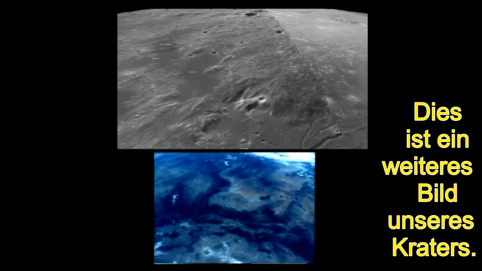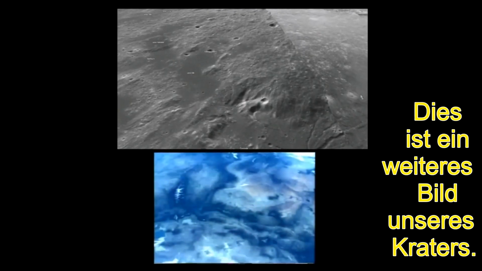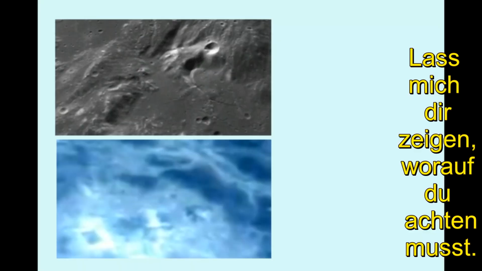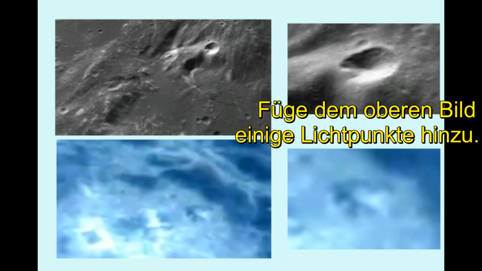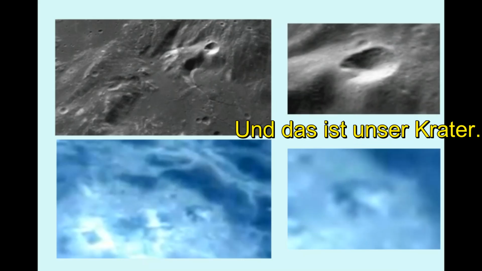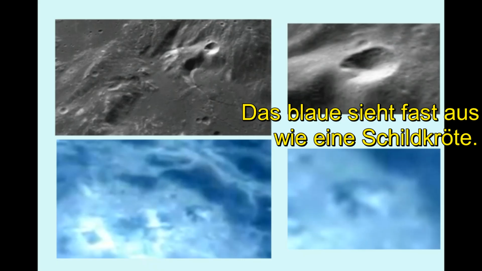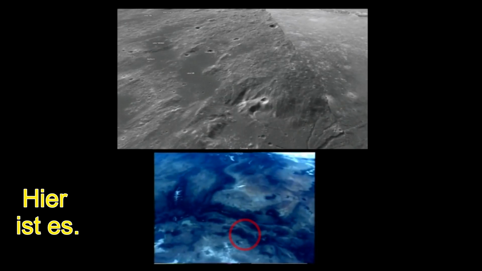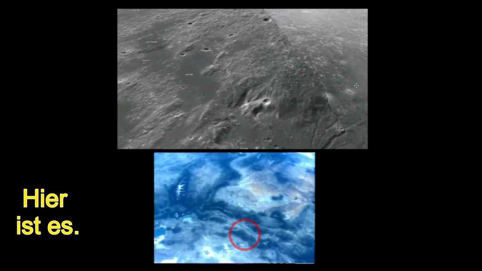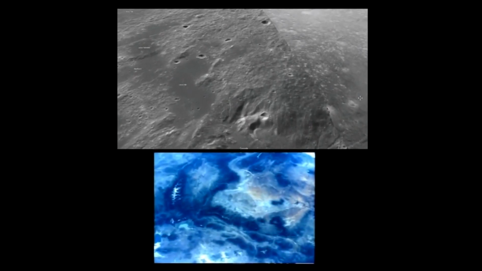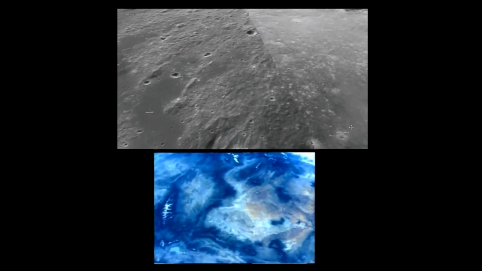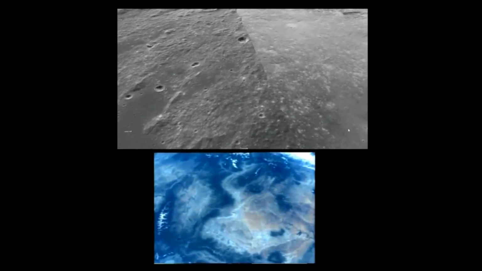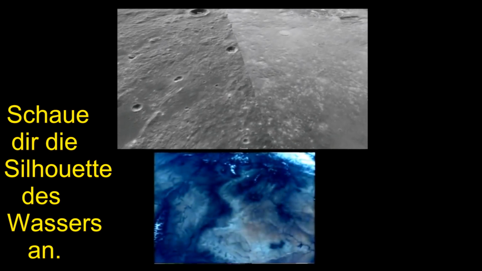This is another image of our crater. Let me show you what you have to look at. Add some light spots on the top image. And this is our crater. The blue one almost looks like a turtle. Here it is. Take a look at the silhouette of the water.